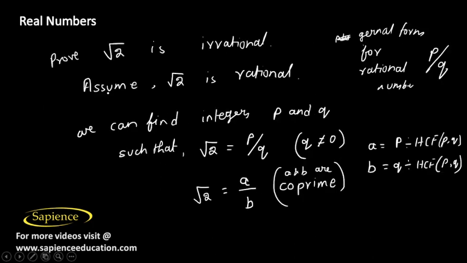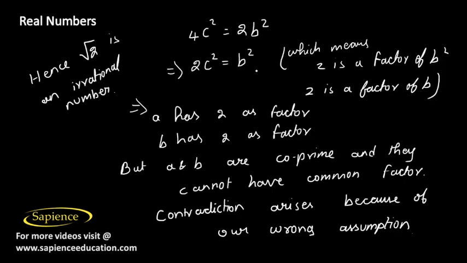This is how we can prove root 2 is an irrational number, or any other irrational number. The only way to prove them is considering them as a rational number, then writing them in the form p by q, and from there we are going to bring out some contradiction.